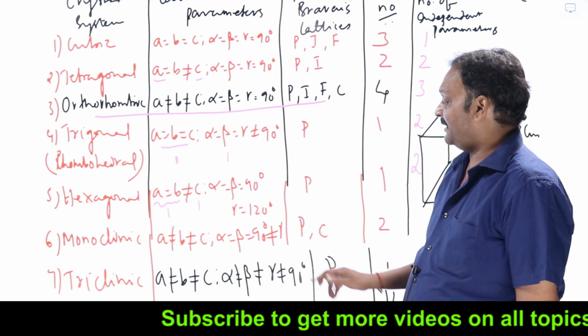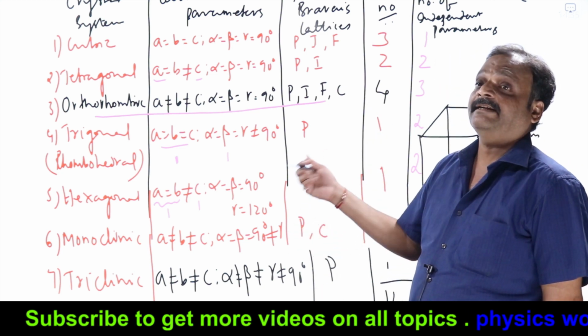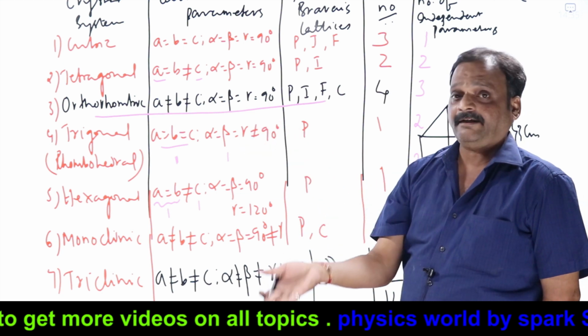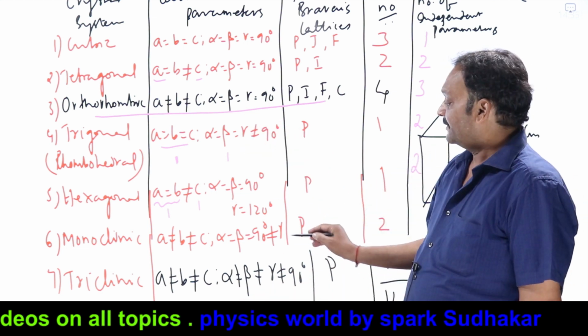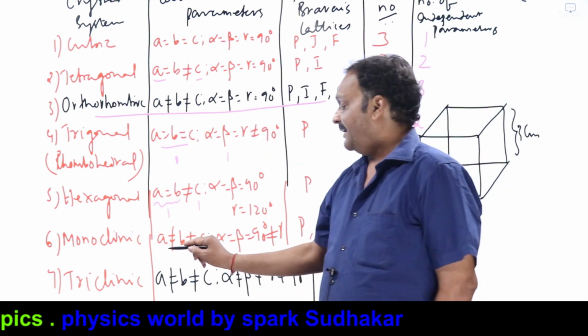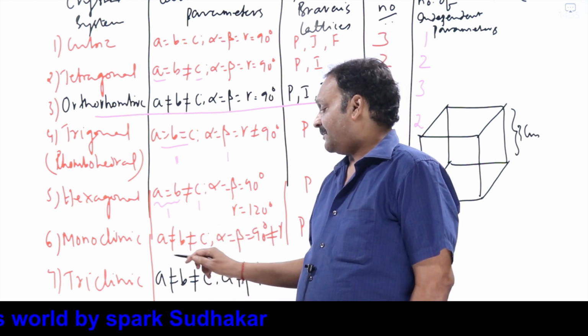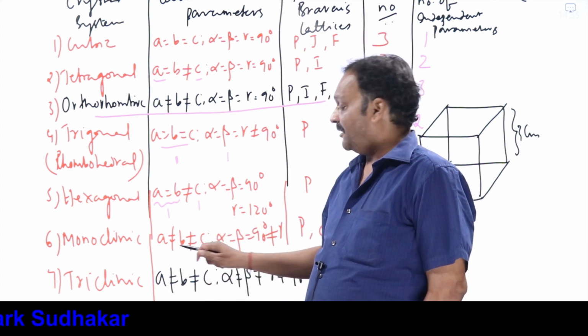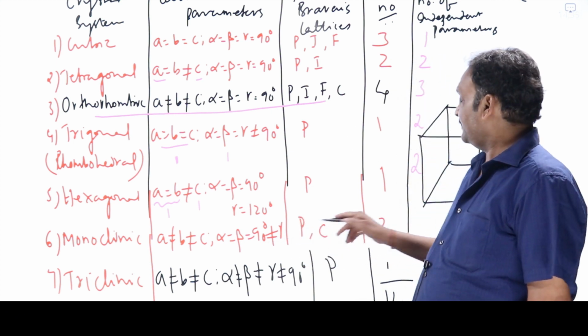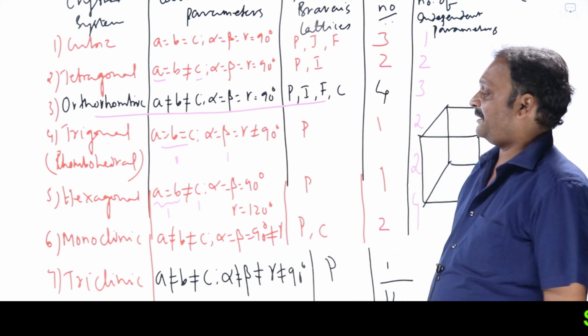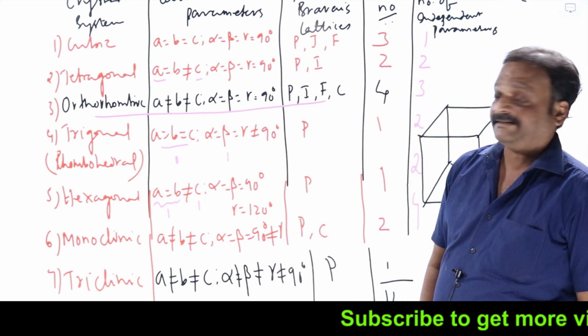Okay, but not equal to gamma. Gamma should be given. How much should that gamma be, whether 85 or 95 or 109, something like that. So one gamma is required here. And A not equal to B not equal to C means what? All three sides should be known, and one angle should be known. Means again, four parameters are required to describe a monoclinic system.